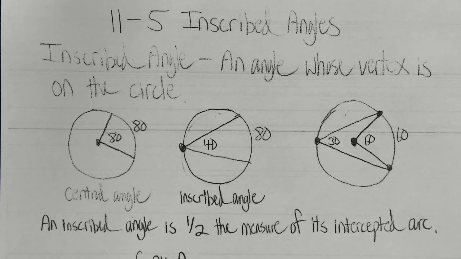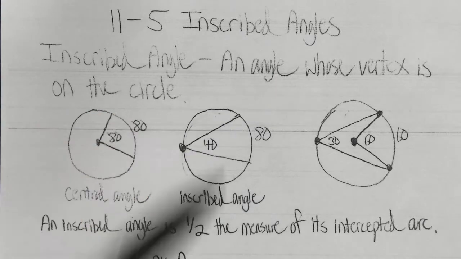All right, guys, in this section 11-5, we're talking about inscribed angles. So let's start with the definition of an inscribed angle. We are talking about an angle whose vertex is on the circle.